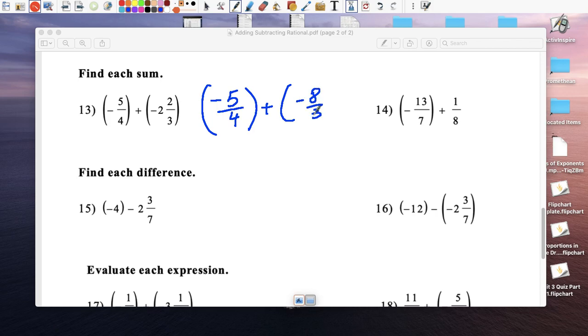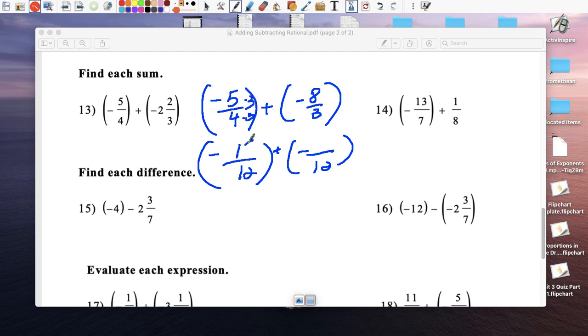Write it like this. Now you find the common denominator, which is still 12. So it's times 3. So on top is times 3. You get 15. This is times 4. So on top is times 4. So you get negative 32. And 15 and negative 32 is negative 47. 5 and 2 is 7.